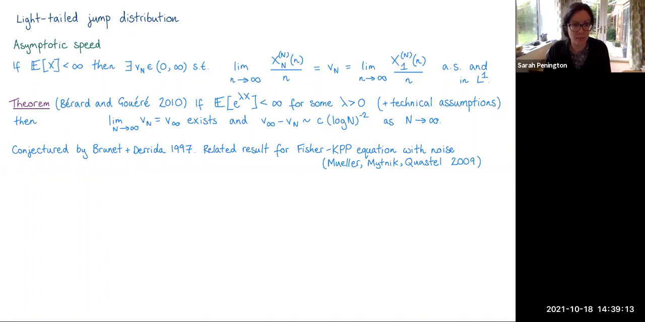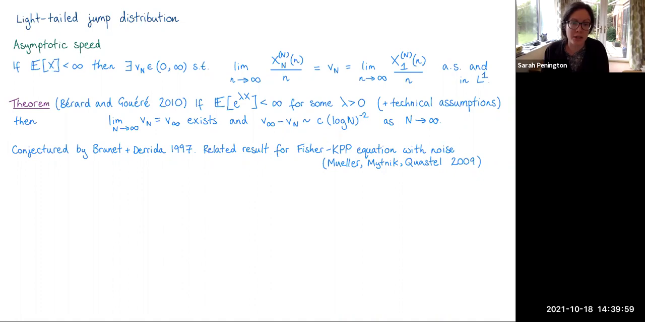First of all, for the asymptotic speed at which the cloud of particles moves to the right, it's actually not too hard to show that if the jump distribution X has finite mean, then there exists a deterministic v_N, which is strictly positive and finite, such that if you take the position of the rightmost particle at time n, x_N^N(n), and you divide by n, that converges almost surely and in L1 as n goes to infinity to this v_N. But also if you replace x_N^N by x_1^N, then you get the same limit.